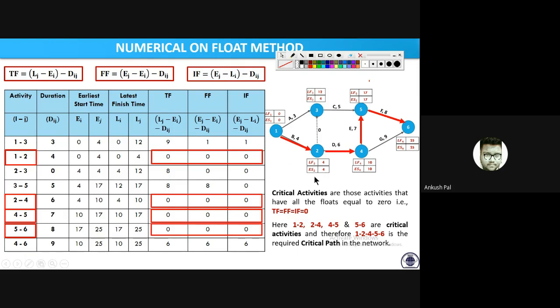At the beginning, the critical path was the one with the longest duration. So this critical path will also be your longest duration path. You can check it.